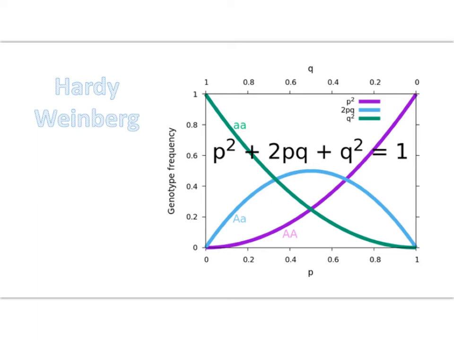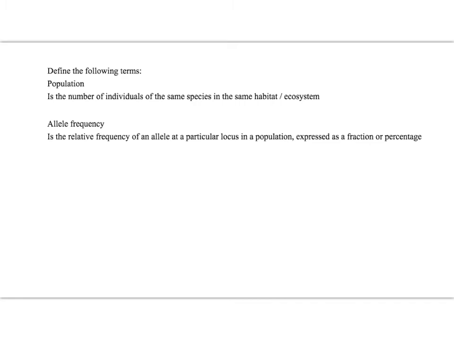Okay, today we're going to talk about the Hardy-Weinberg principle. There are two biology terms you need to know before you can start to understand the principle. The first is population, which is the number of individuals of the same species in the same habitat, ecosystem or area. And you've got allele frequency, so that's the relative frequency of an allele at a particular locus in a population. And this is expressed as a fraction or as a percentage.